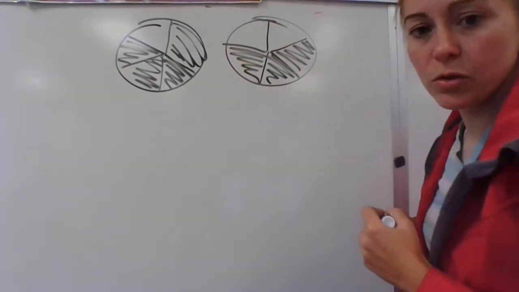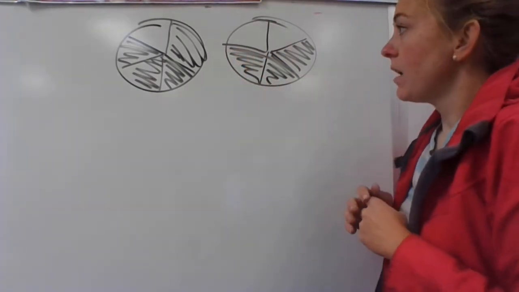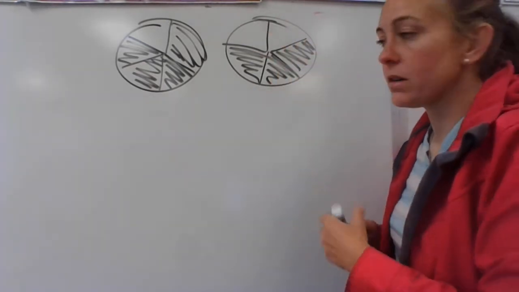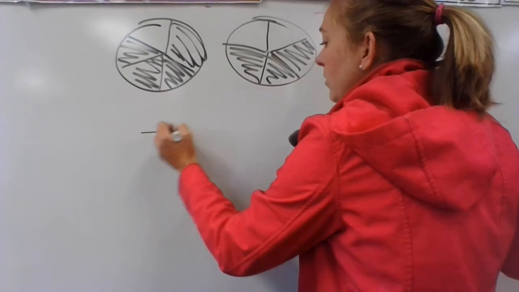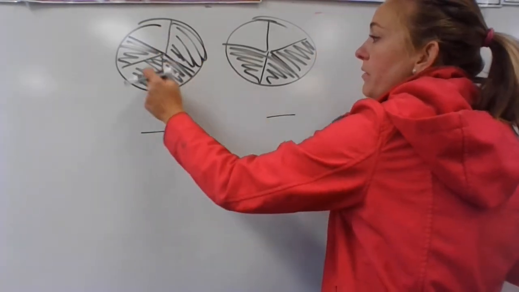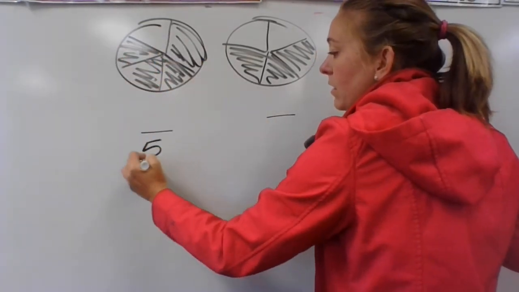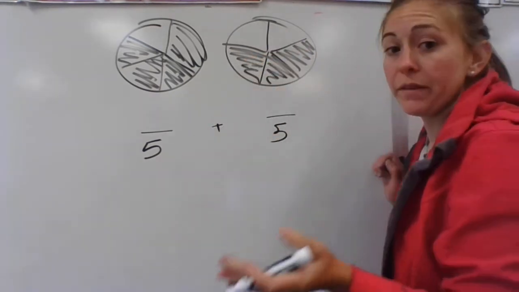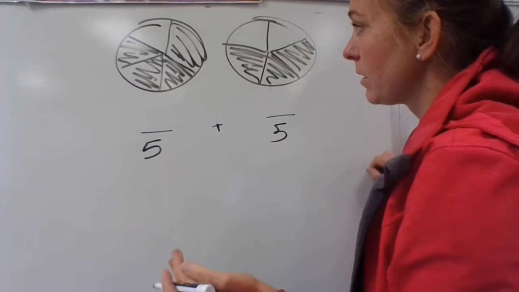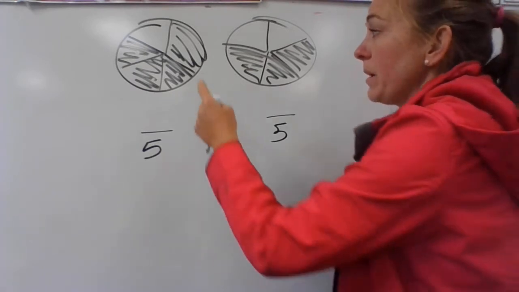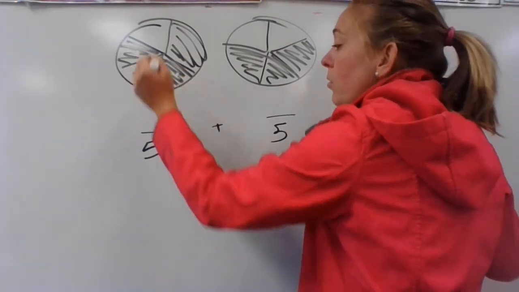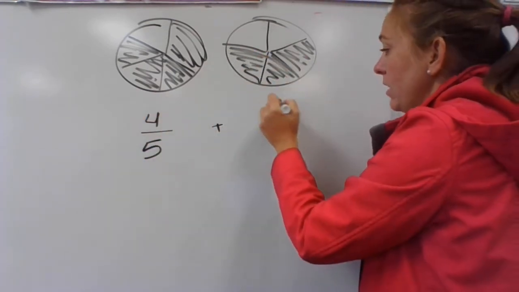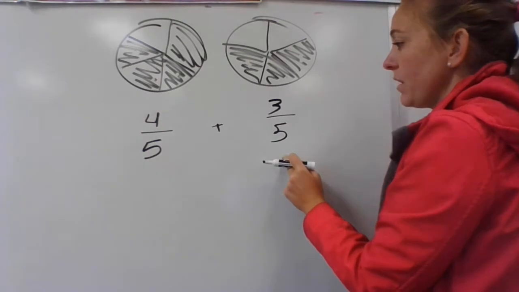Okay, so we have two pizzas here, just like last time, and I'm going to need for you to count the number of pieces in each for our denominator. So we'll do that first. 1, 2, 3, 4, 5. And 1, 2, 3, 4, 5. So they're both fifths. That's good. It means we don't have to convert to add. Then we have to count how many pieces are in each. How many pieces are shaded? 1, 2, 3, 4 in this one. And 1, 2, 3 in this one. So I have 4/5 plus 3/5.